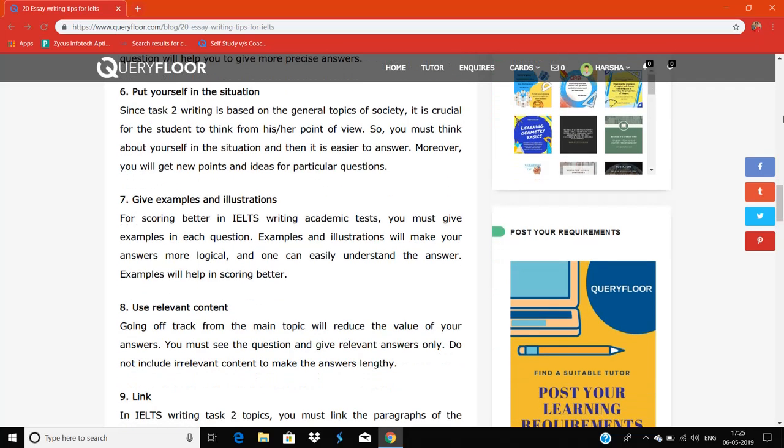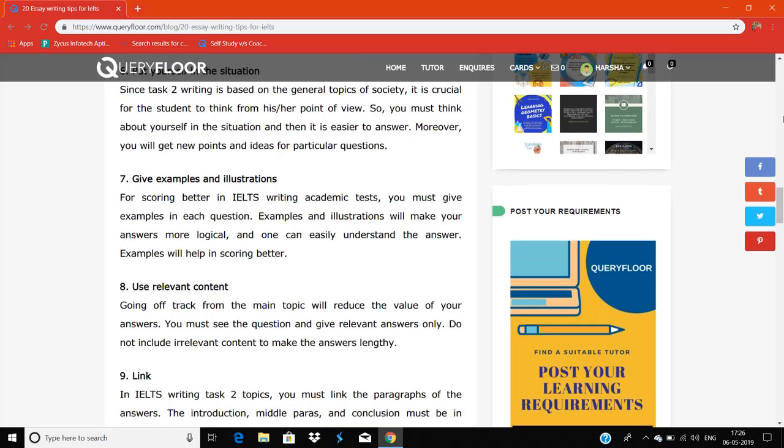Then put yourself in the situation. The writing test is based on general topics of society, so it is crucial for the student to think from his or her point of view. Put yourself in the shoes of the writer, think like a writer, and think about what you would do in that situation. Moreover, you will get new points and ideas for particular questions.